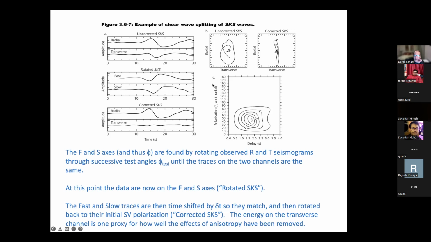What we typically do is we rotate and we try different delays, and we see which rotation and delay best minimizes the transverse energy. And we get something like this, where the center here is where the transverse energy is minimized.